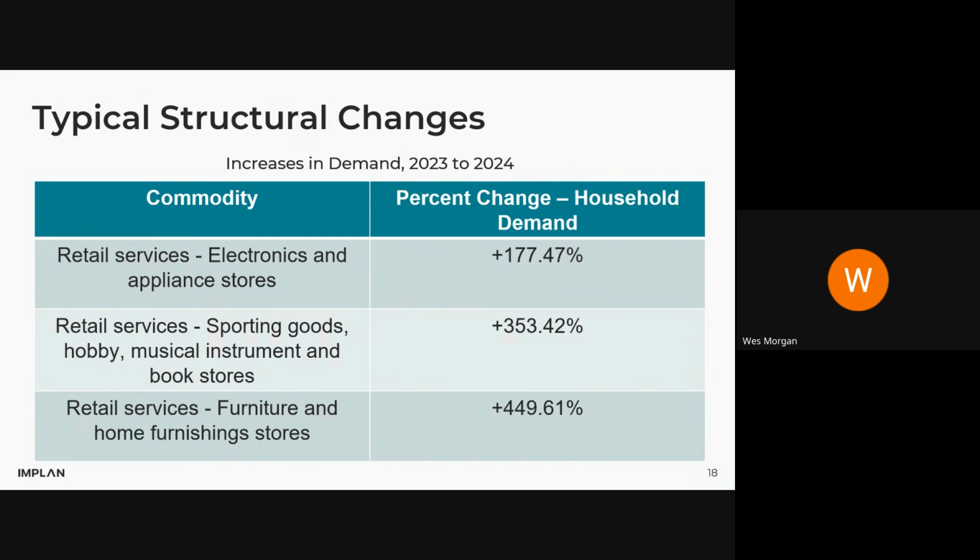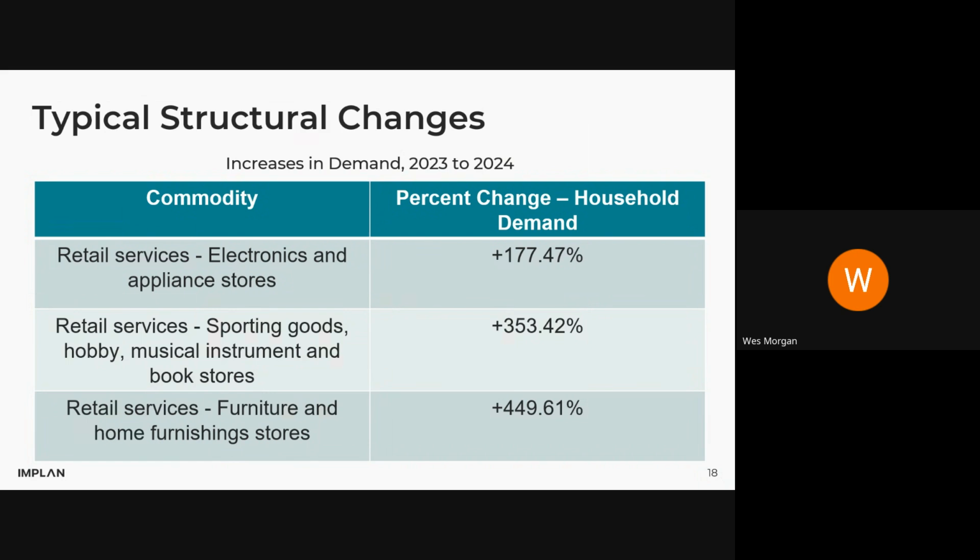Between 2023 and 2024, which is the year that our most recent data is based on, demand for retail services saw some major changes, with large increases in demand for electronics and appliances, sporting goods and hobby supplies, and furniture and home furnishings. These values that you're seeing on your screen right now are all adjusted for inflation, so we can be certain that the change in demand is reflective of consumer spending patterns rather than just increases in price.